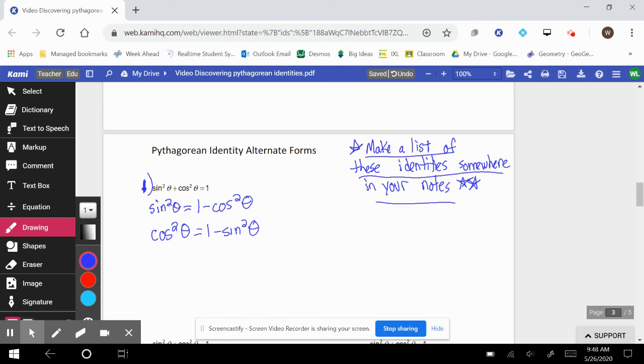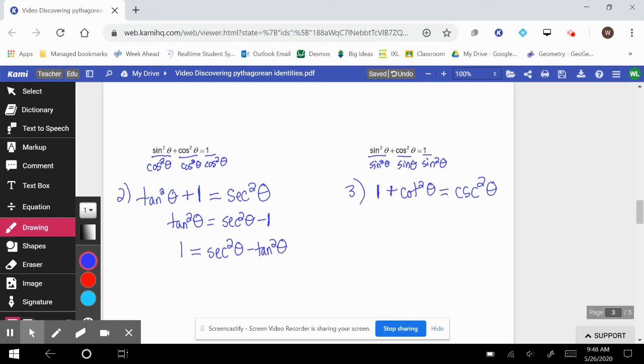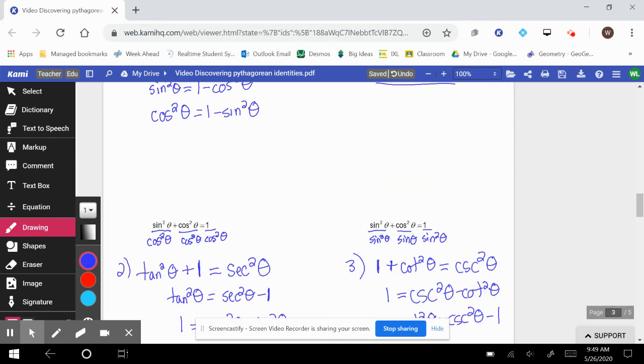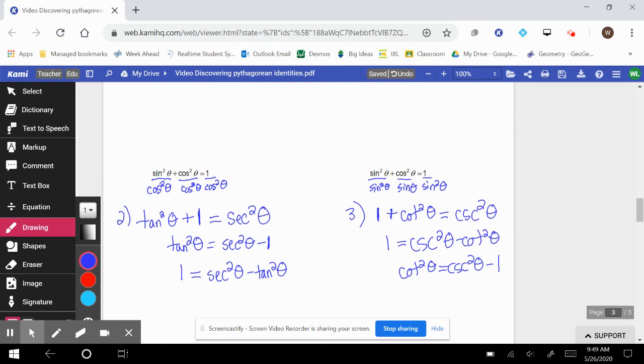So right now, you should have a page in your notes of identities that you know to be true. You now have 3 of them. And remember, again, I can shuffle these around. So let's subtract cotangent squared. We could have 1 equals cosecant squared theta minus cotangent squared theta. We could also subtract 1 and say cotangent squared theta equals cosecant squared theta minus 1. All 3 of those are the same thing. We now hold all of these to be true. We have proven them, and now you can use them. You can use these identities on a quiz, without having to reprove them.